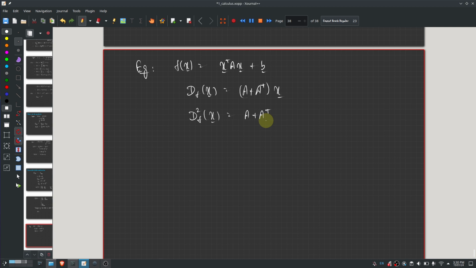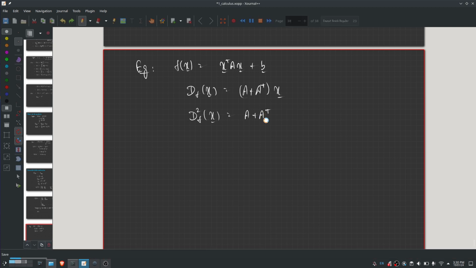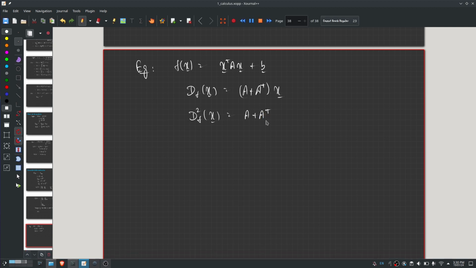Alright, and just as we had chain rules for derivatives, since it holds for any derivative, it also holds for derivatives of derivatives. So you can also use the chain rule to evaluate the Hessian. Okay. Any questions?